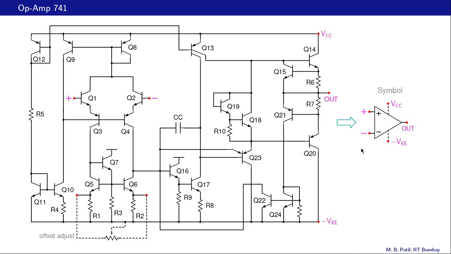In addition to these pins that we have already discussed, there are two more pins, these two, and they are meant for something called offset adjust, and we will look at this a little later. So altogether we have 1, 2, 3, 4, 5, 6, 7 pins for the op-amp 741. Now the 741 comes as an 8-pin package, so the remaining pin, the 8th pin, is not connected.